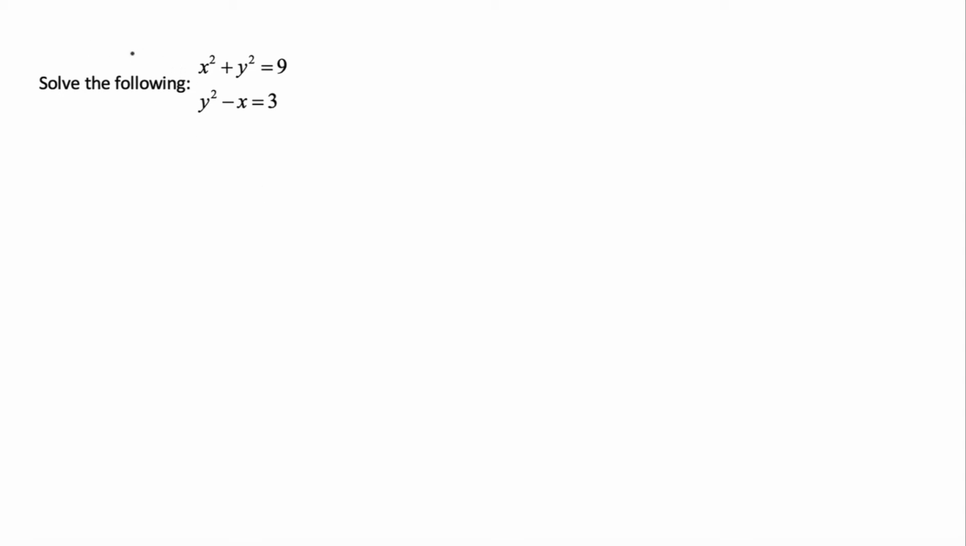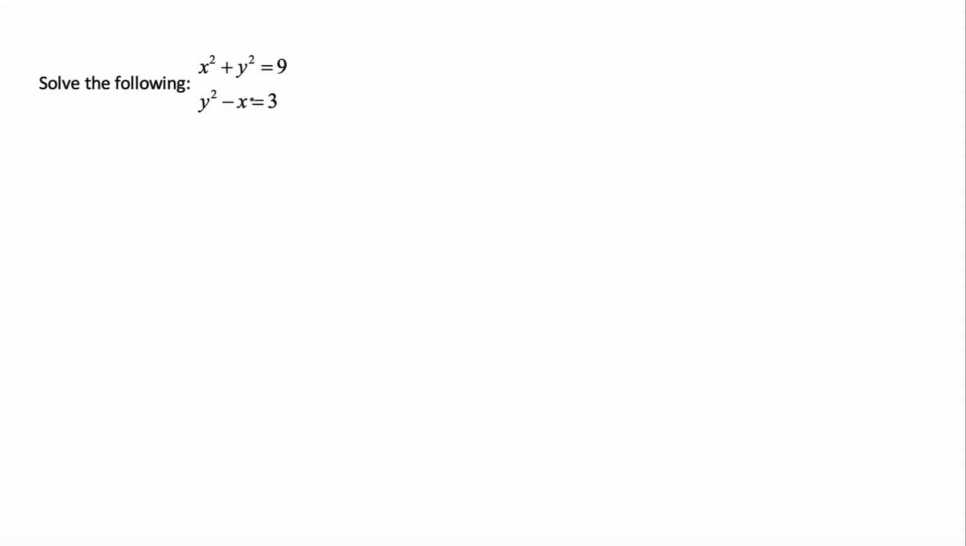All right, so here we want to solve the systems of nonlinear equations. The first equation is x squared plus y squared equals 9. The second equation is y squared minus x equals 3. Because of these powers, these are not lines. The top equation is the equation of a circle, and the bottom equation is the equation of a parabola that opens sideways.